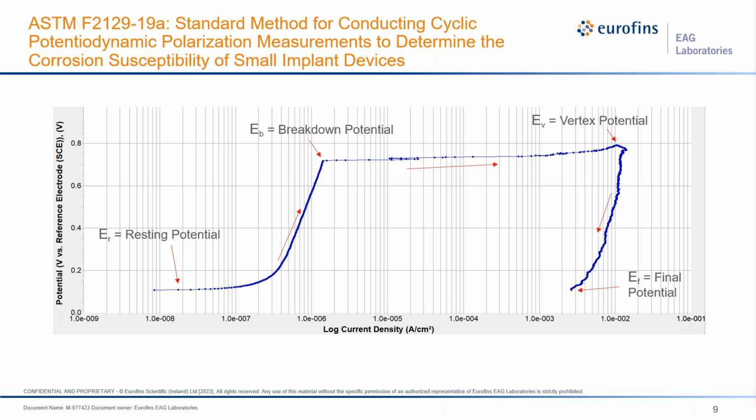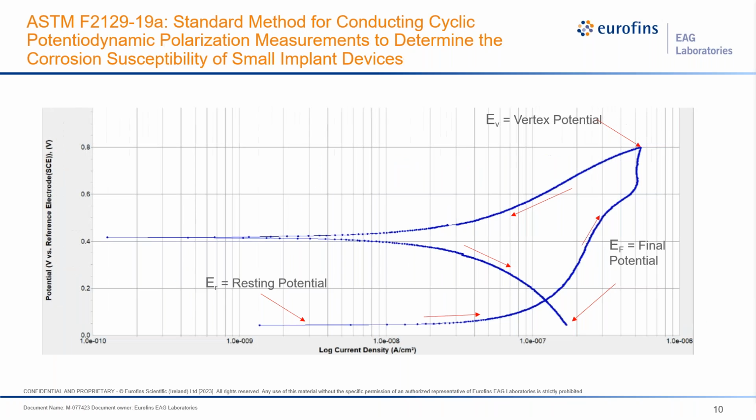A quick word on the scan rate. ASTM F2129 recommends using a scan rate of 0.1667 or 1 millivolt per second. So typically here at Eurofins EAG, we use 1 millivolt per second for testing, unless a slower scan rate is needed for more detail or stability of the instrument. So let's look at another scan.